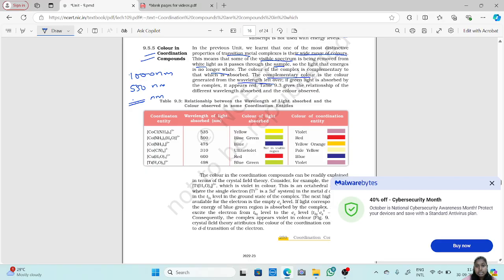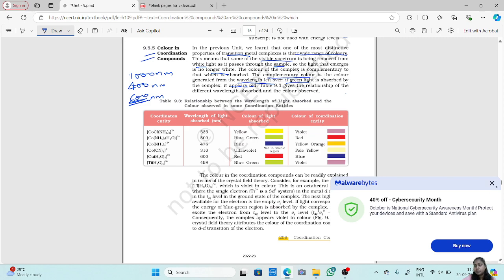For example, if green light is absorbed by the complex, it appears to be red, because green light has certain nanometers. For example, forget this. If the green light is absorbed at 400 nanometer, then how many nanometers will remain? 600 nanometers will remain. The 600 nanometers has a red color. That means the color that we can see is the red color. Now you got what the complementary color means. This gives the relationship of the different wavelengths absorbed and the color observed.